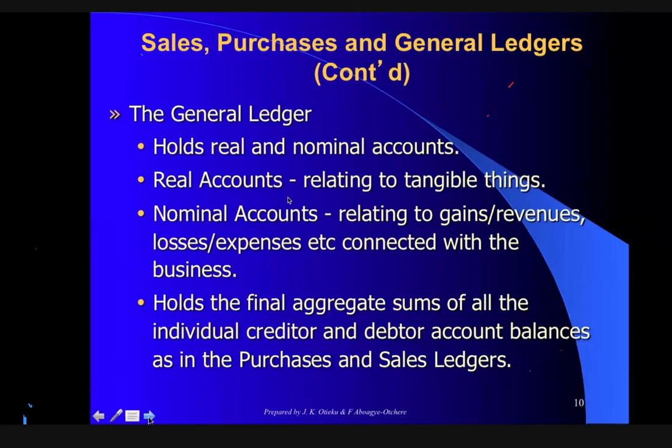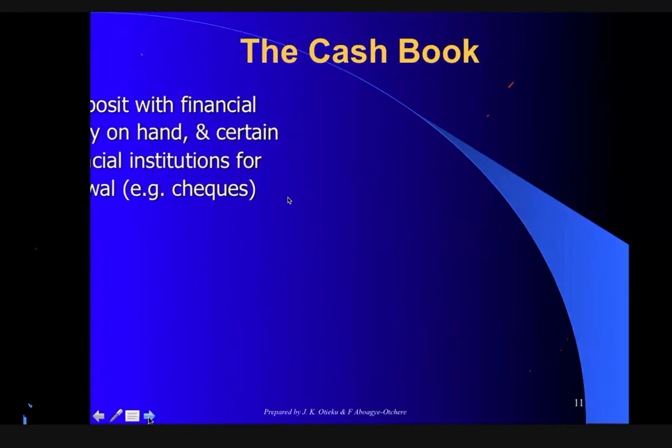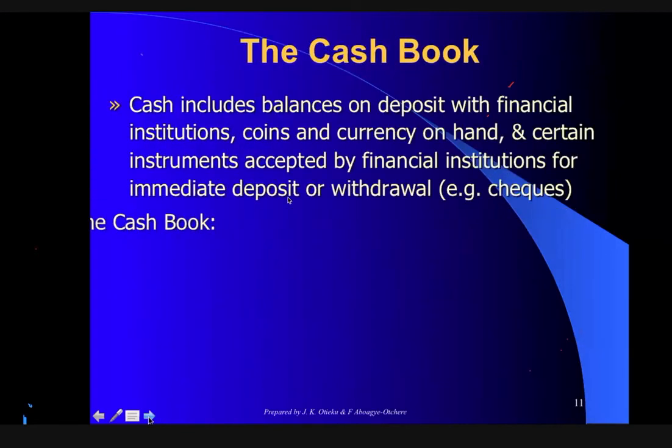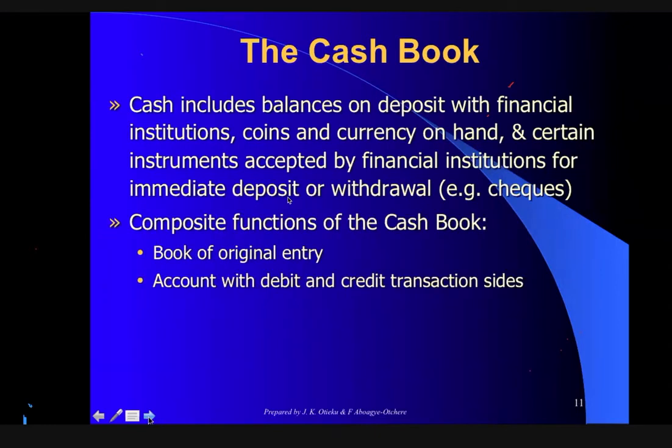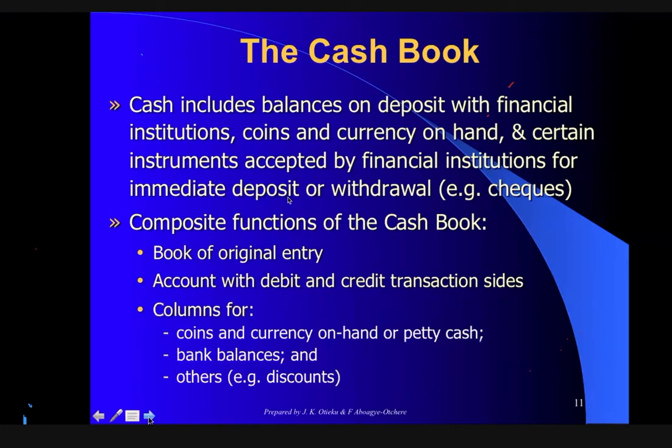Okay, so let's look at the cash book. So I told you that the cash book is used to record, basically, cash, which includes balances on deposits with financial institutions, coins and currency on hand, and certain instruments which are accepted by financial institutions for immediate deposit or withdrawal, such as checks, right? So the cash book, like I told you, has an interesting function because it serves as both a ledger and a journal, right? So it works in that dual sort of way.